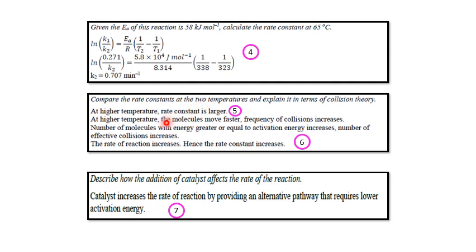Next, at higher temperature, what happened? This one is familiar to you all. Molecules move faster, so the frequency of collision increases. So the number of molecules with energy greater than or equal to the activation energy increases, and the number of effective collisions increases. And the last one, what happened? The rate of reaction increases. Hence the rate constant increases.